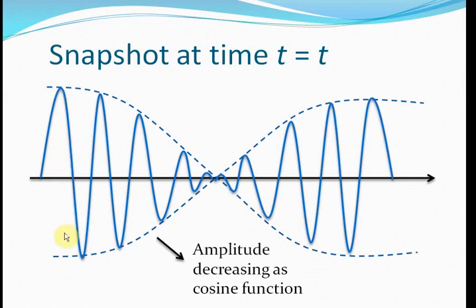This is the equation of a normal wave. You see, a normal wave just goes on. However, the amplitude decreases, increases, decreases and increases. This is where the phenomenon of beats comes in.